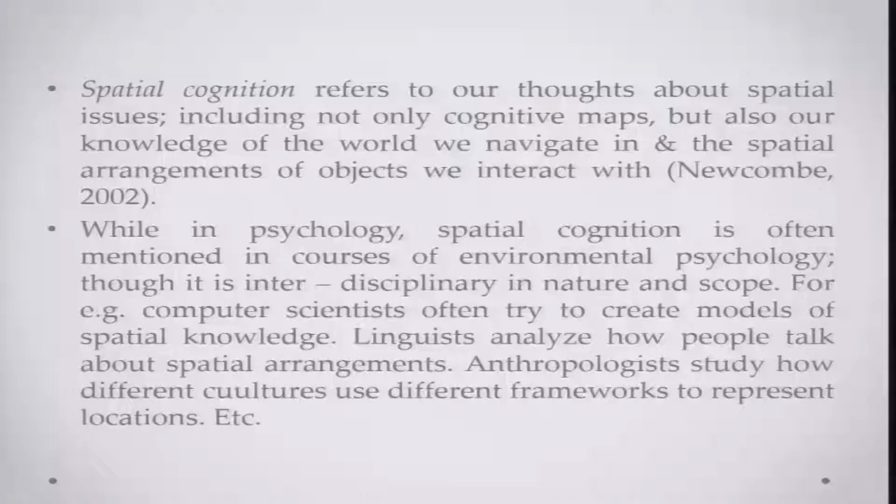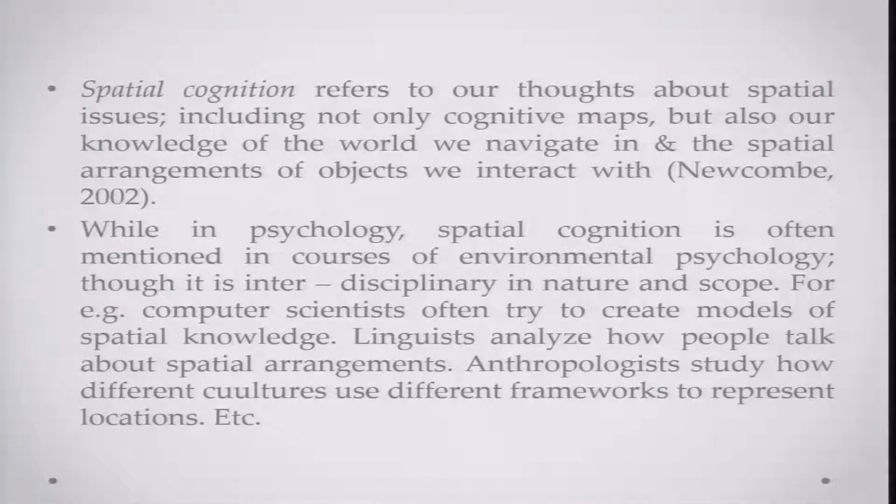Now, in psychology, spatial cognition has been rather important. It has found a lot of mention in things like environmental psychology, but generally spatial cognition is a field of interdisciplinary interest. And how is that happening?